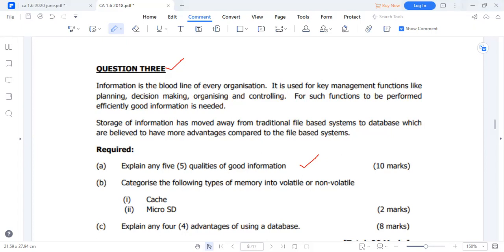What does it mean to be volatile and non-volatile? Yes, other questions were asked. You need to understand the two, and I'll give you other examples that relate to volatile and non-volatile, if we're not given those other two.